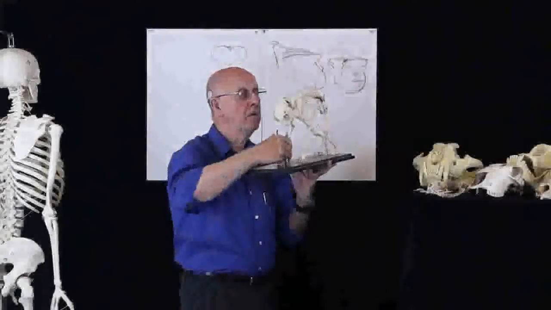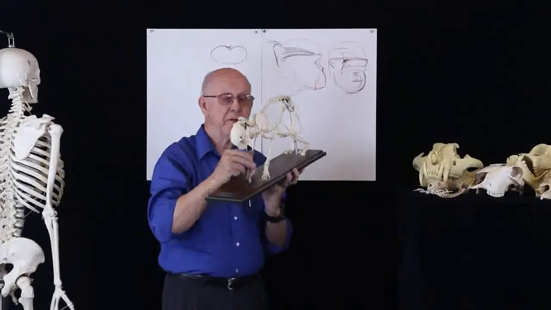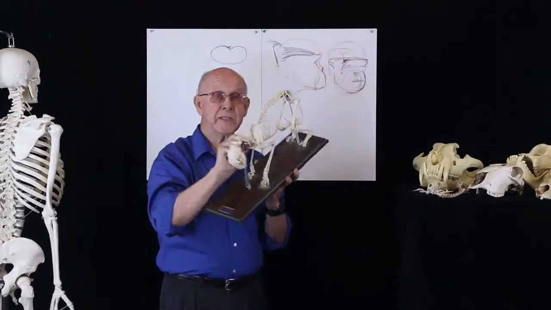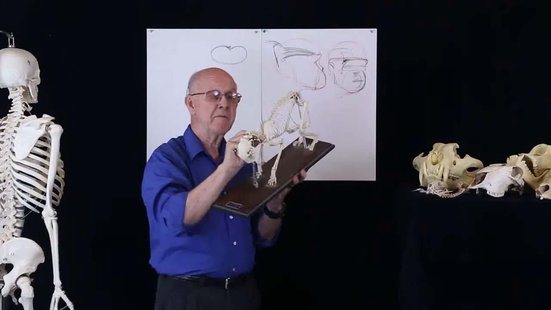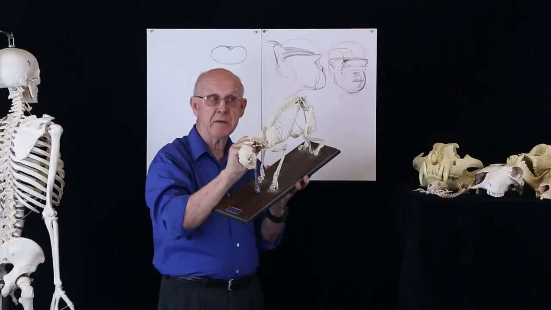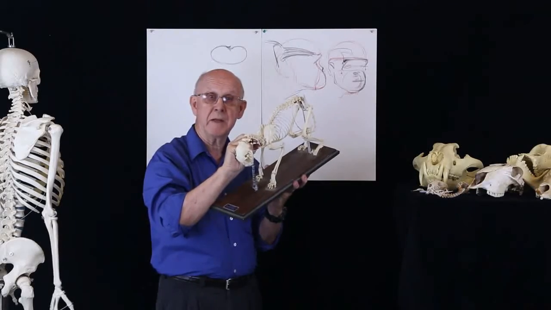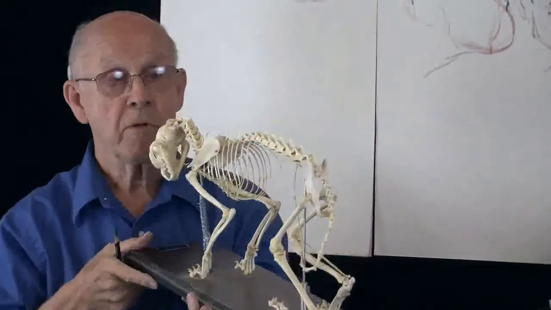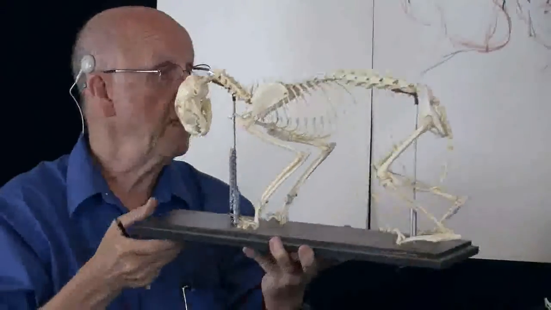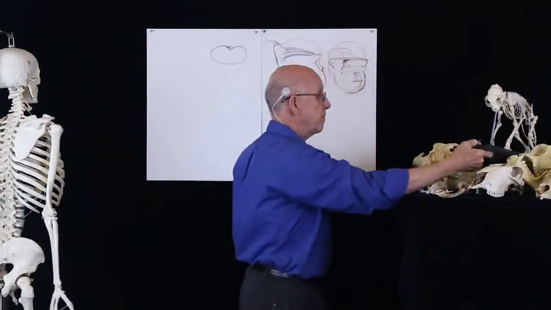Okay, now the big difference in the cat skeleton is the fact that the cat does not have an extra curve in the back, in the rib cage, which we do. So you've got this very narrow shape. Now let's draw this out.